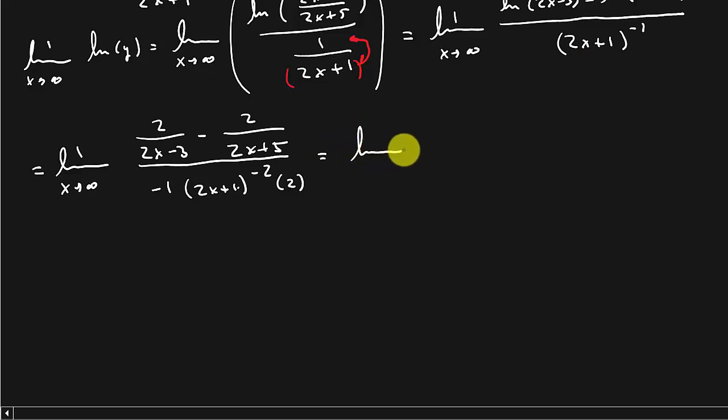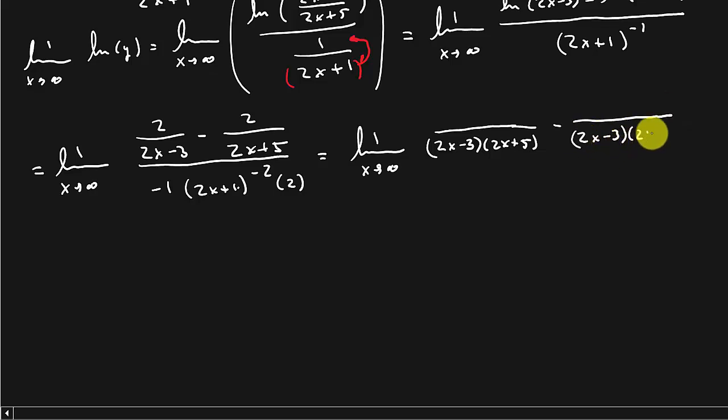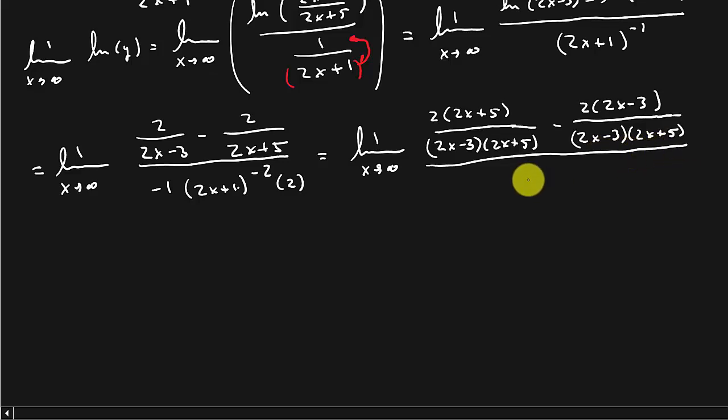So now I have the limit as x goes to infinity. I need to get a common denominator here. This is (2x minus 3) times (2x plus 5), and then I've got (2x minus 3) times (2x plus 5). Got a common denominator. So this is going to be 2 times (2x plus 5) minus 2 times (2x minus 3), over, and let's write this as negative 2 over (2x plus 1) squared. That's the derivative there.